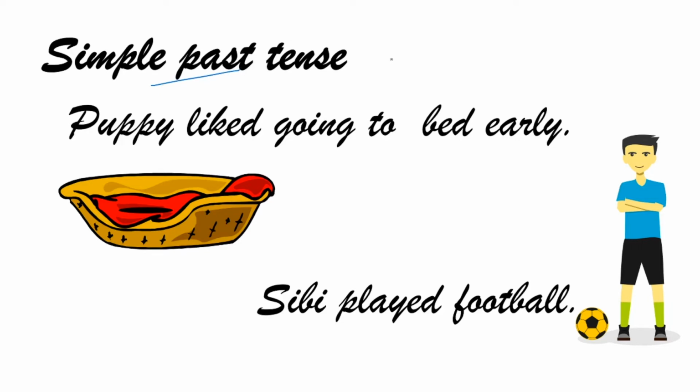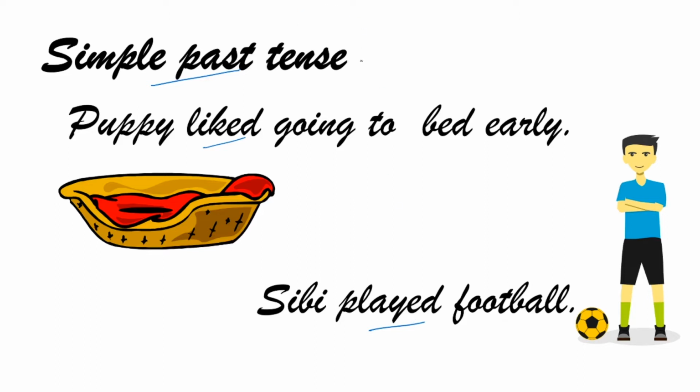Simple past tense is used when we talk about things that happened in the past or for some past habits. For example, Puppy liking going to bed early is a past habit of the dog. Similarly, Sibi played football. This statement shows that the action was finished before the time of speaking. The verbs in these sentences are like and play, and we write these verbs in the past tense, that is liked and played. So this is how we frame sentences using simple past tense.